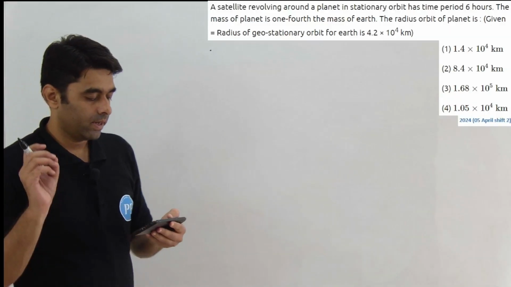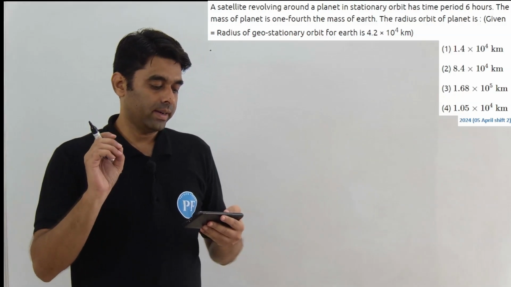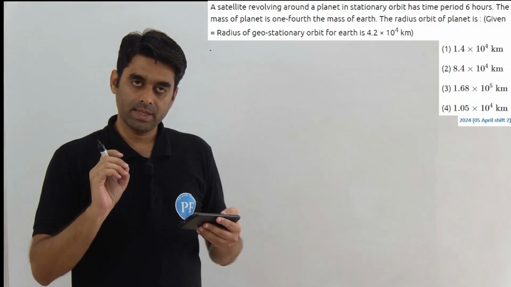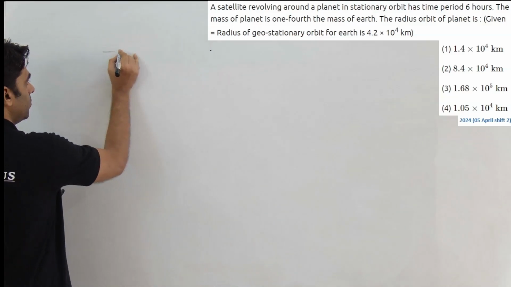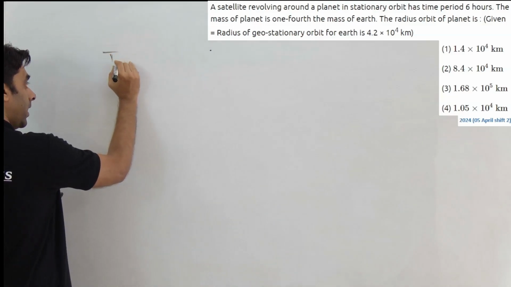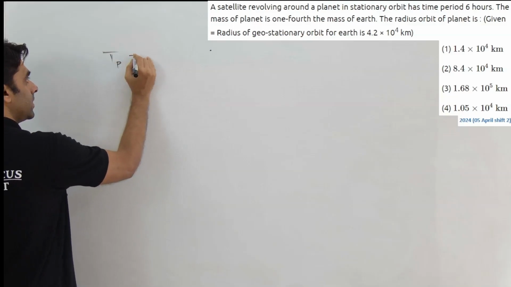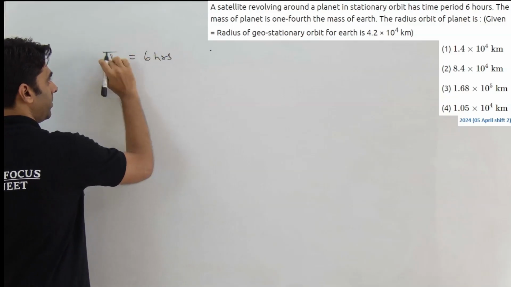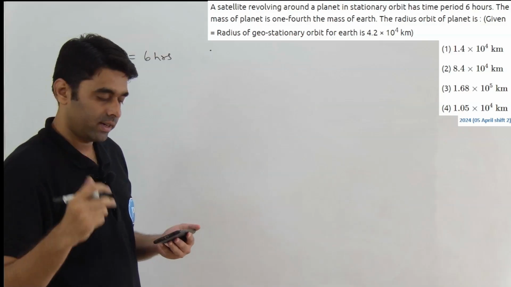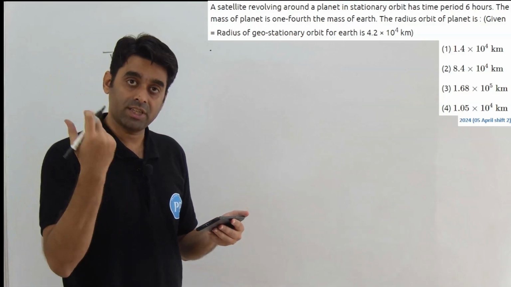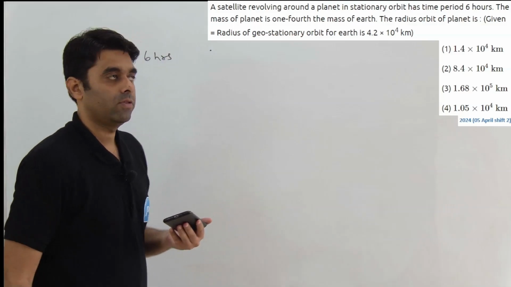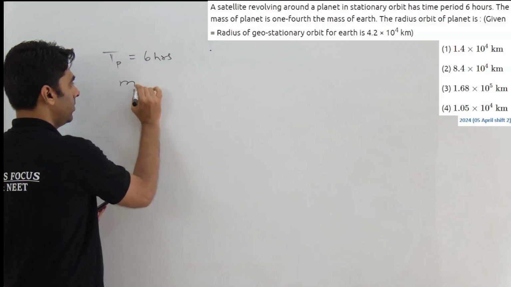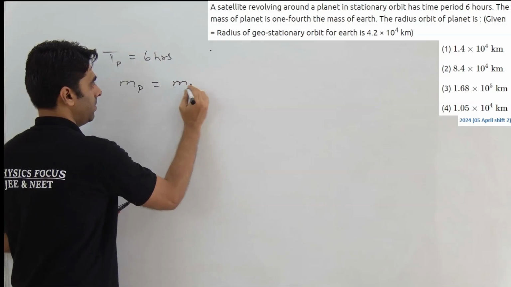Yeah, the next question that we have. A satellite revolving around a planet in stationary orbit has time period of 6 hours. So time period of satellite around a planet is 6 hours. That's why I've written Tp, time period of satellite around a planet, of a stationary orbit. The mass of planet is 1/4 of the mass of Earth. Mp is given to us as Me by 4.